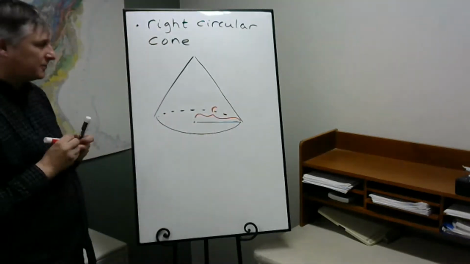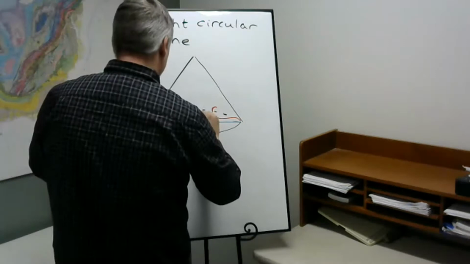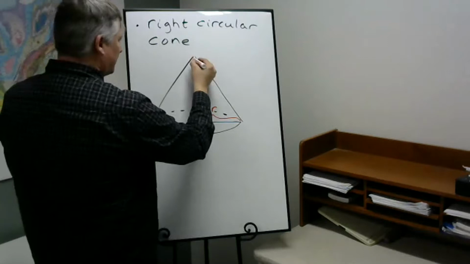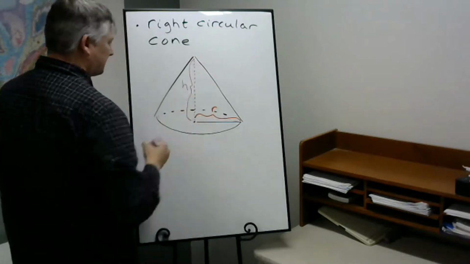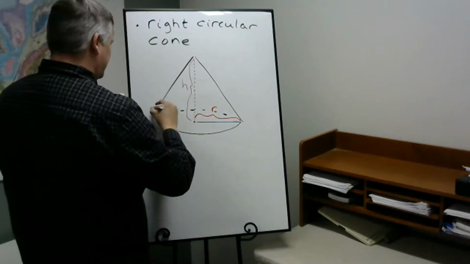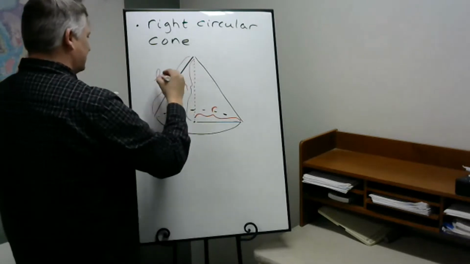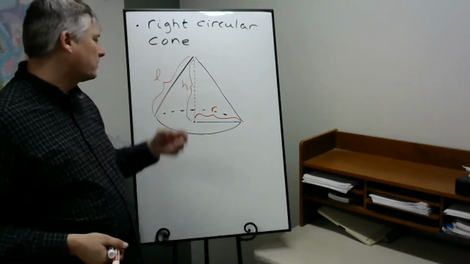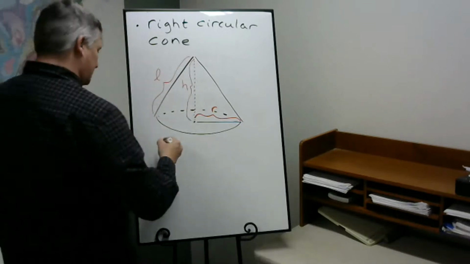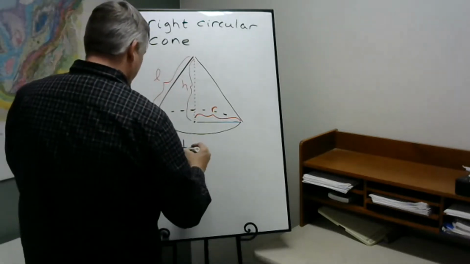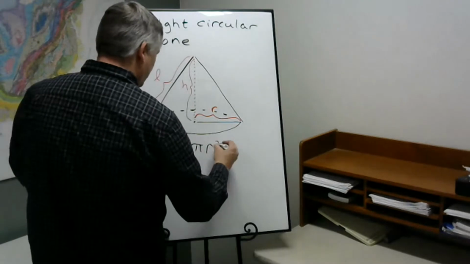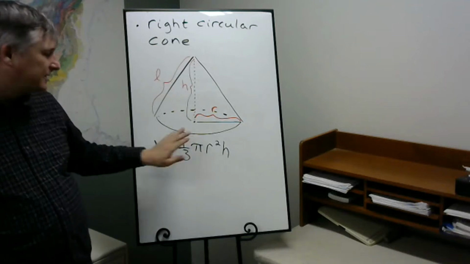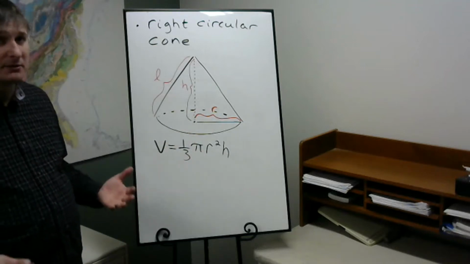So we still have a radius. We have a vertical height. And then we have this thing, a slant height or an inclined height. And we represent that with L. Now for volume, we're going to work with vertical height. And the volume is 1/3 pi r squared h. It's the same formula as a cylinder, except now you got this 1/3 here. That's the same kind of formula.